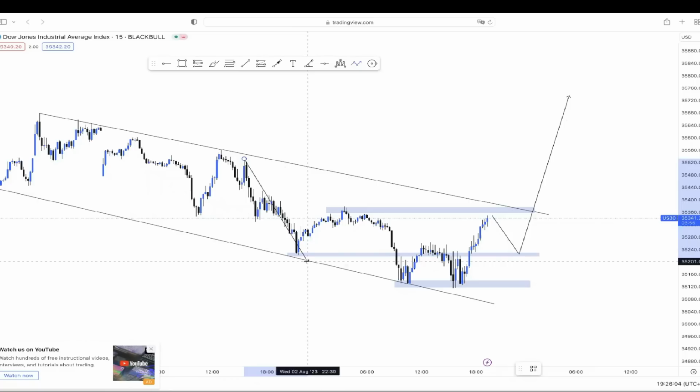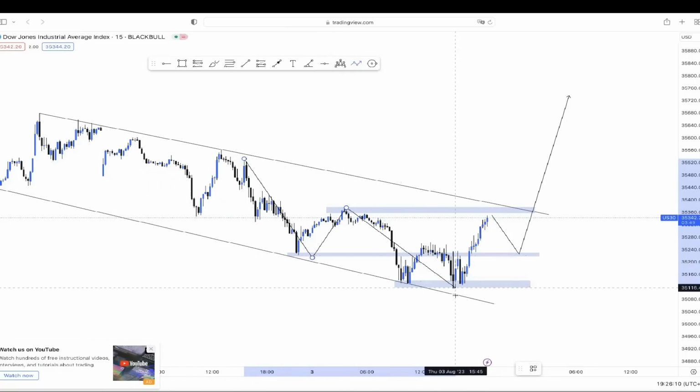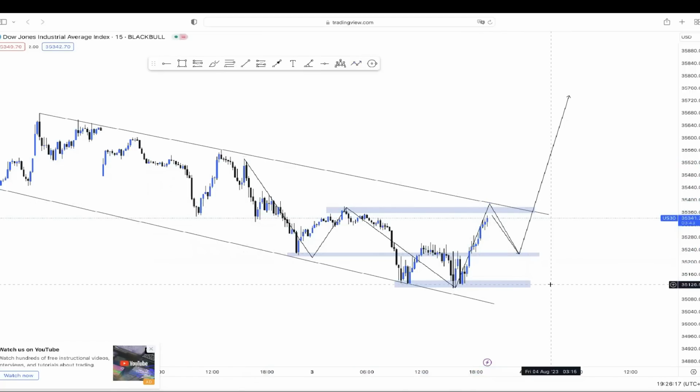You're not going to blame them. It did move in a good way. Then from here, then from here, then to this point. It's like the broken head and shoulders.